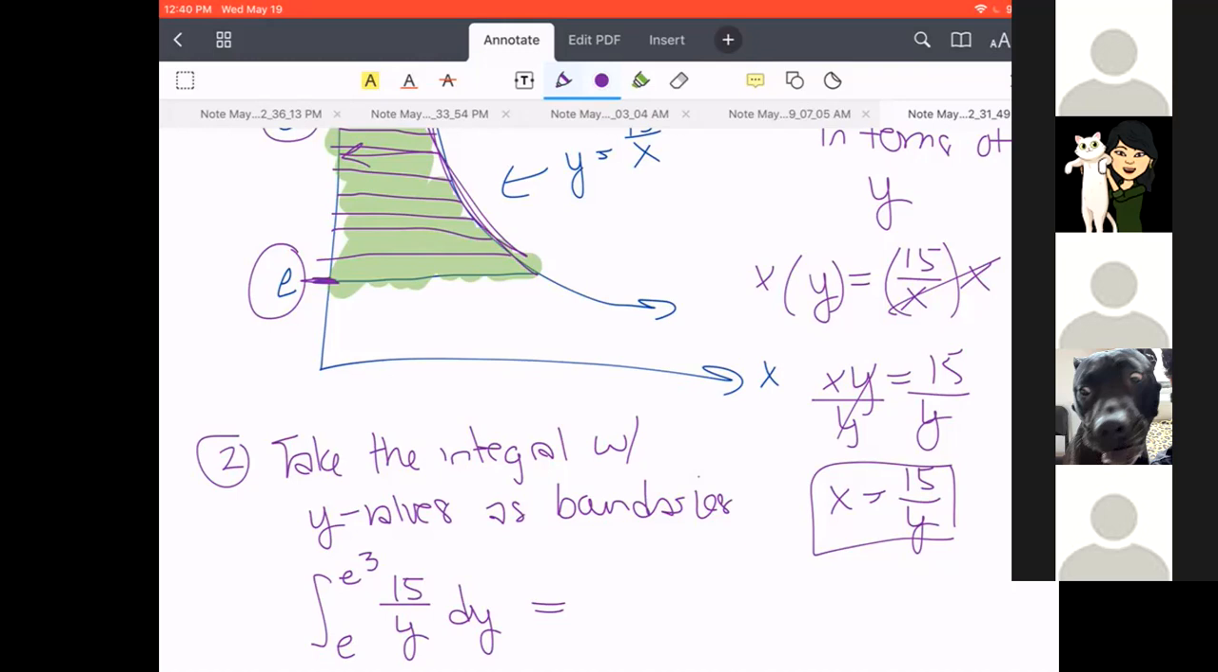But when you're plugging in your variables in your calculator or in Wolfram Alpha, it gets really confused if you use any other variables except for x. So just say this would be the integral from e to e cubed of 15 over x, and it'll give you the same answer as if it were y. Plugging this into Wolfram Alpha, by the way, I would get 30 as my answer.